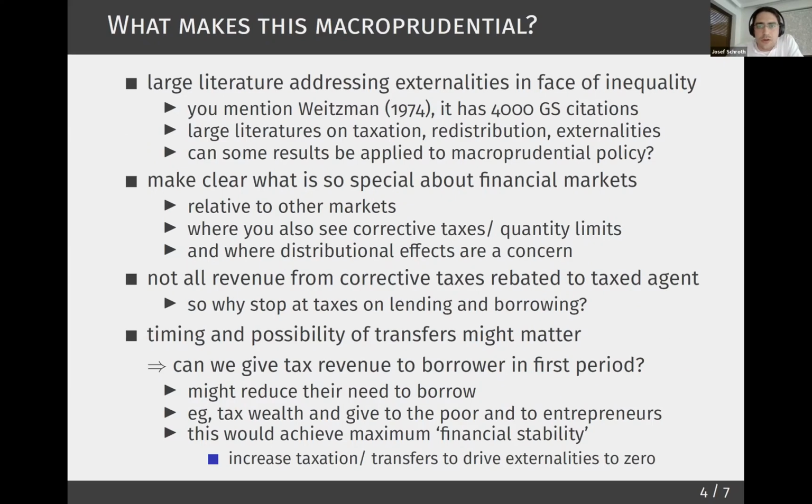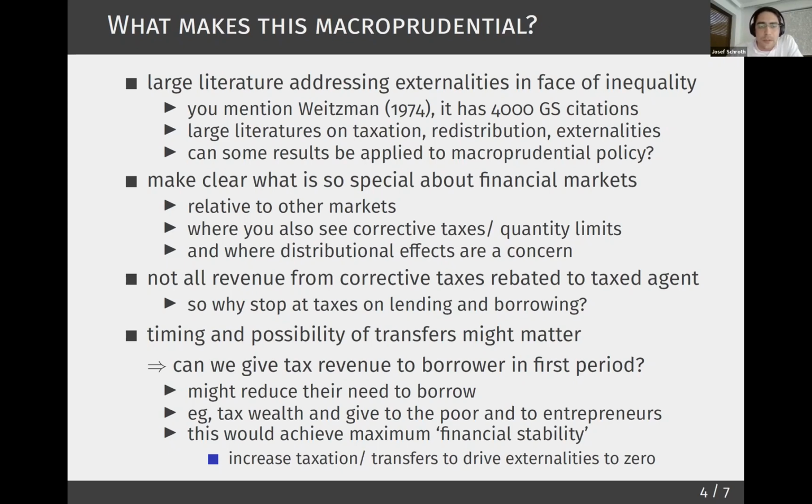I think it's also probably good to talk a bit more about what makes this so macroprudential, right? I mean, we know there's a big literature, obviously, on discussions about externalities when there's inequality. The paper you cite, Weizmann, has a lot of citations, so there might be stuff in there that's already useful. Big literature on taxes, redistribution, and externalities. Maybe some results can be applied to macroprudential.